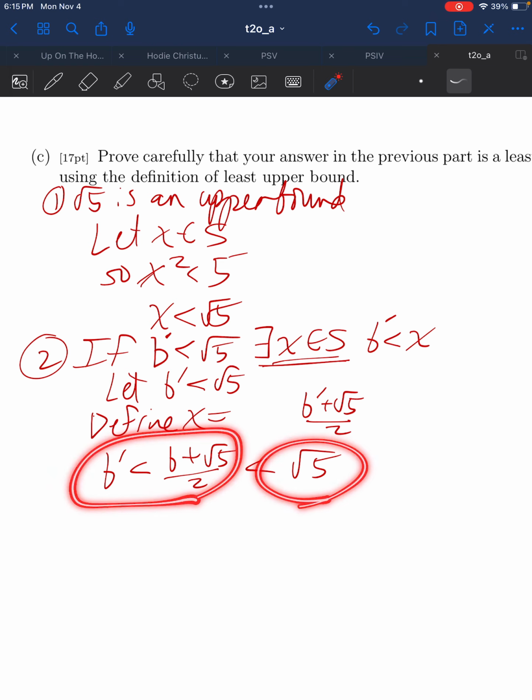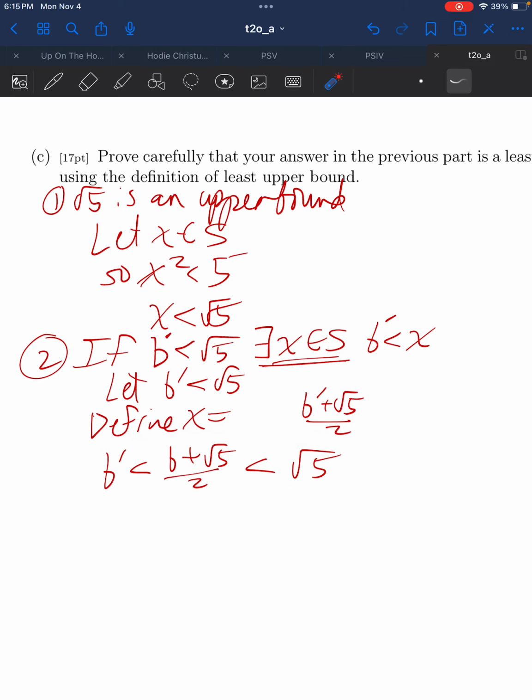And it's less than square root of 5, which does not mean that it's in S, right? There are lots of numbers that are less than square root of 5 whose square is not less than 5, negative 10, for example. So we need something else to guarantee that x is in S. We've seen this before.